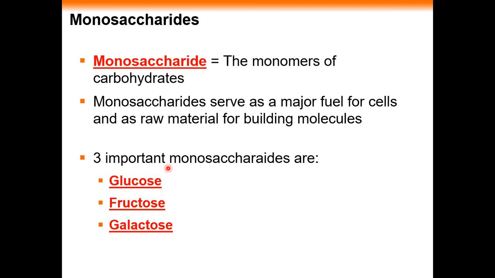So there are 3 monosaccharides you need to know. Here they are: glucose, fructose, and galactose. A lot of you have heard of these two. Maybe you haven't heard of this one, though, galactose. It sounds like lactose, and it's related to it, like we're going to find out. But there are 3 individual units: glucose, fructose, and galactose.